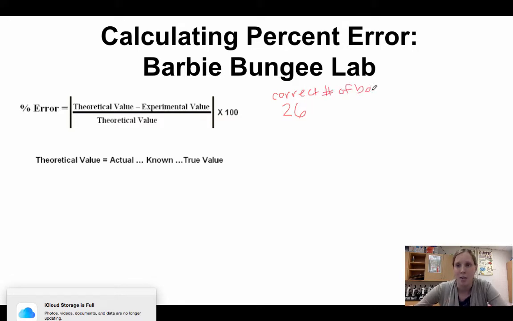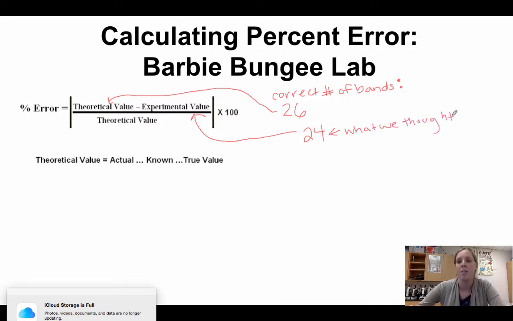Now this is not the same for every group. It depends on the weight of your Barbie. I know different groups came up with different correct numbers of bands. Since this is the true number of rubber bands, this is what I would plug in for my theoretical value. This is what it actually should have been. My experimental value is what my group predicted, what we thought it was going to be when we plugged all of our data into our graph, came up with that equation, and solved it. So let's say that my group thought it was going to be 24 rubber bands. So this is what we thought.